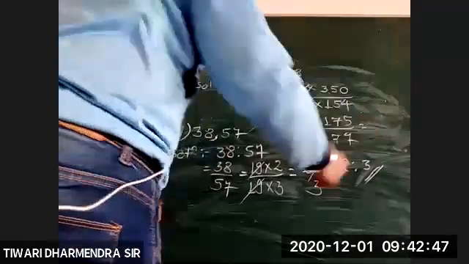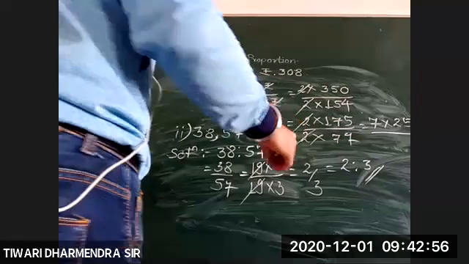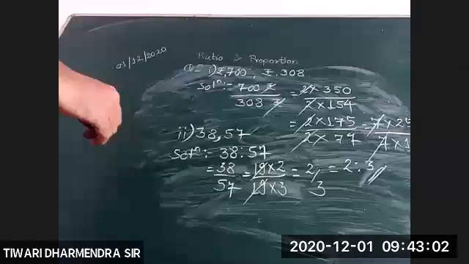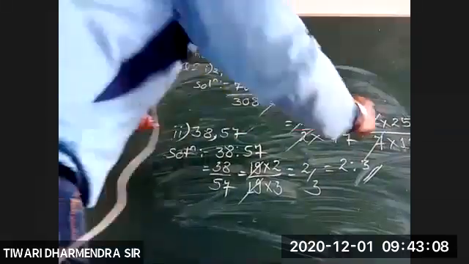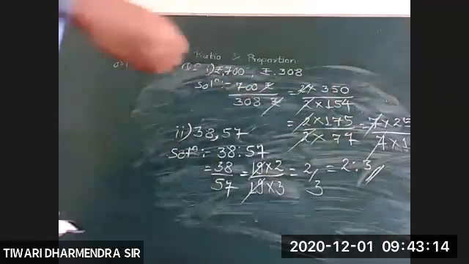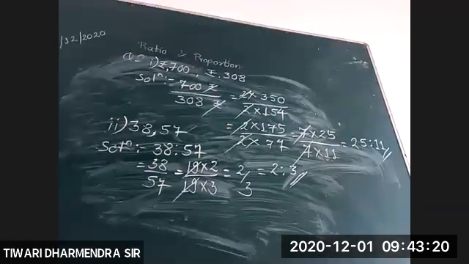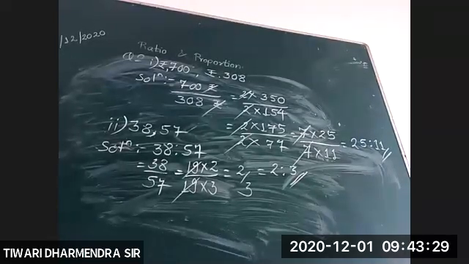Now, with respect to 175, how much are 25 sevens? 25 sevens are 175, and 77 can be written as 7 into 11. 7 gets cancelled. Now further it won't get cancelled. 25 is to 11 is the answer. Hope you have understood, and you can try question number 2 by using your own tricks.